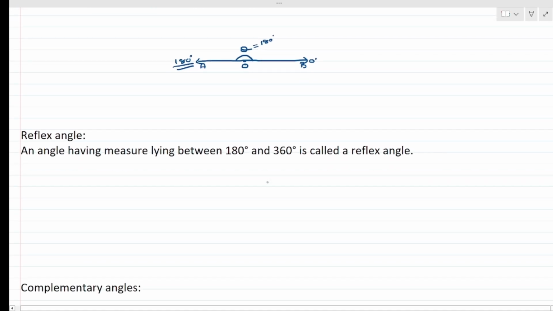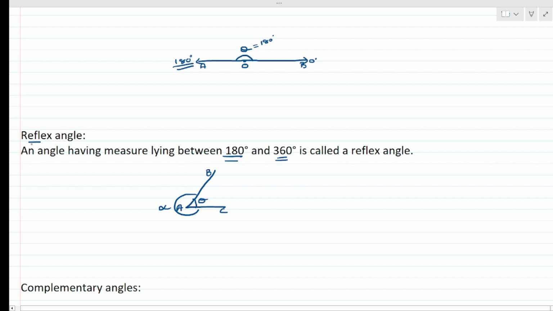Okay, so moving ahead, we have a reflex angle. An angle having measure lying between 180 and 360 degree is called a reflex angle. Suppose I am making this example. We are given angle A, B, and this is our angle C. Okay, so this is our theta. This angle is our theta, and this angle we are denoting as alpha. So for a reflex angle, as it is clearly said, it is between 180 to 360.